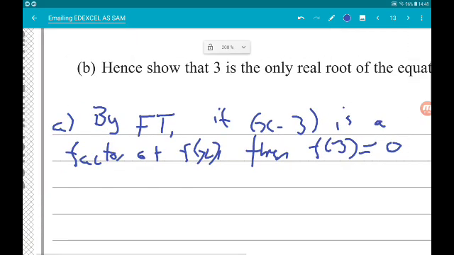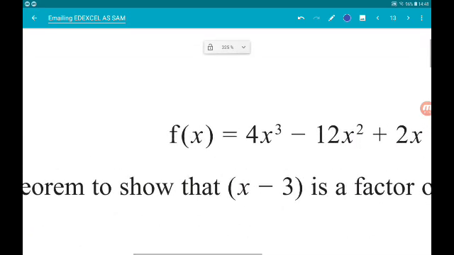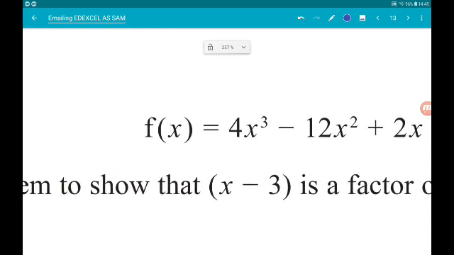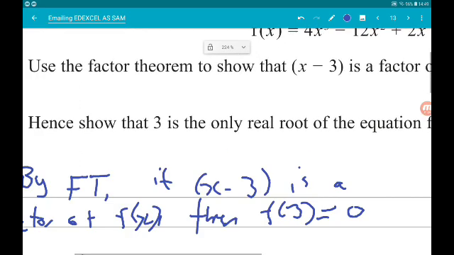So, let's find f of 3. Okay, so 3 cubed is 27, 4 times 27 is 108.